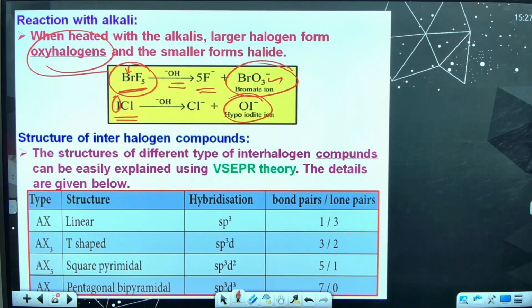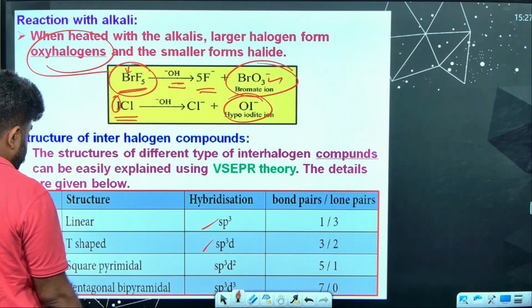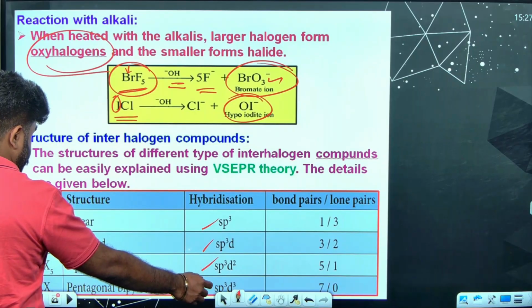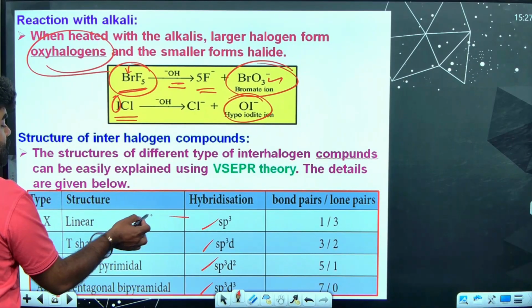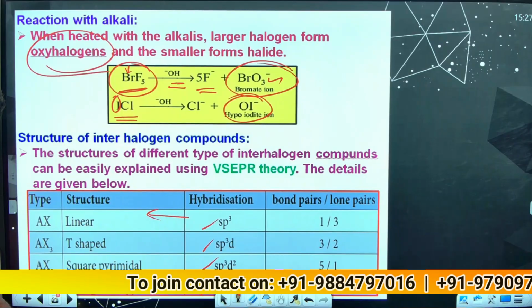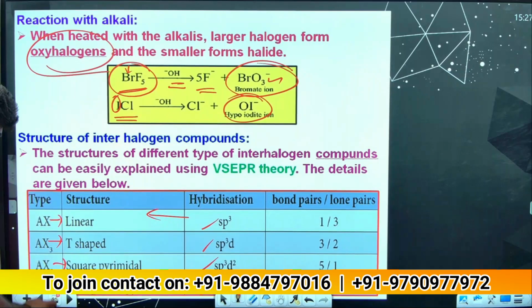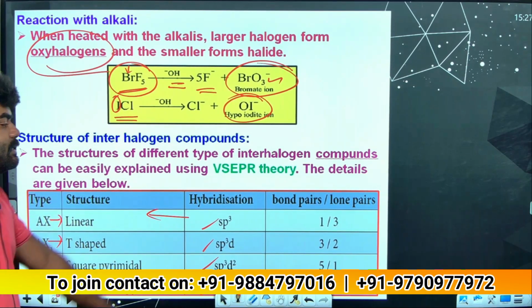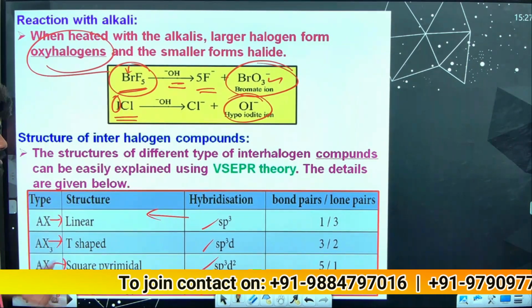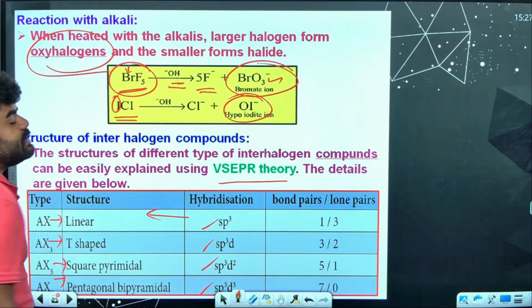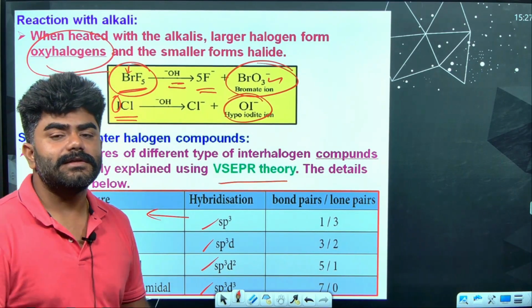And if you look at the structure of interhalogen compounds, you have these different types, that is AX, AX3, AX5 and AX7. இதுதான் நம்ம already பார்த்தோம். அதோட different hybridizations பார்த்தீங்கன்னா AX is sp3, AX3 is sp3d, AX5 is sp3d2 and AX7 is sp3d3. So their corresponding structure or the geometry is given here, whereas AX is linear, this is T-shaped, this is square pyramidal and this is pentagonal bipyramidal, and their respective bond pairs along with lone pairs are given, and these structures have been predicted by VSEPR theory, that is valence shell electron pair repulsion theory.